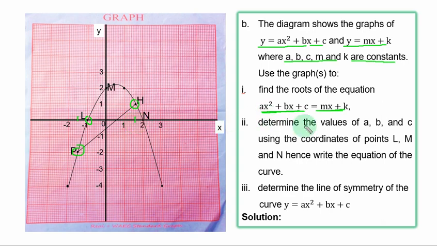Roman figure 2, determine the values of a, b, and c using the coordinates of points L, M, and N. Hence, write the equation of the curve. So you have this coordinate at this point when y is 0, s is minus 1. Another one is here when s is 0, y is 2. Another one is here when y is 0, s is 2.